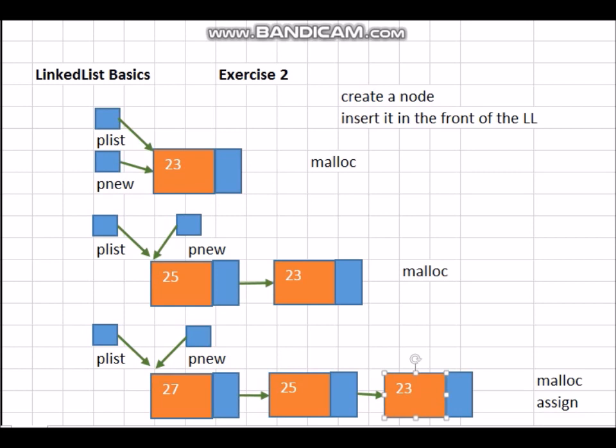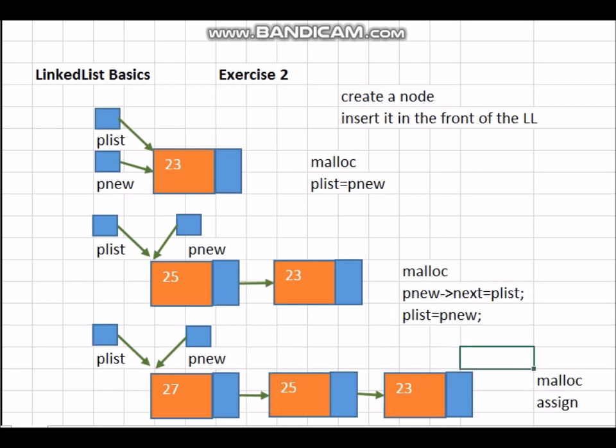Last time we had allocated memory for 23. Now plist should be pointing to the pnew. So this line of code will be same as last time. But here the code will be slightly different. Here we will have to say pnew's next is equal to plist, and then we will need to say plist is equal to pnew.